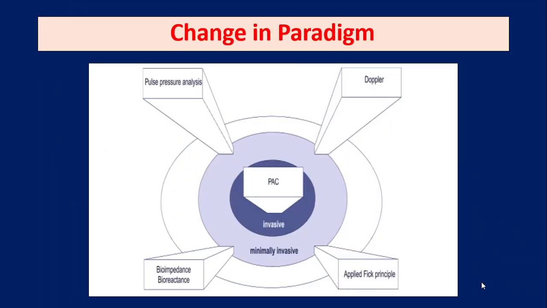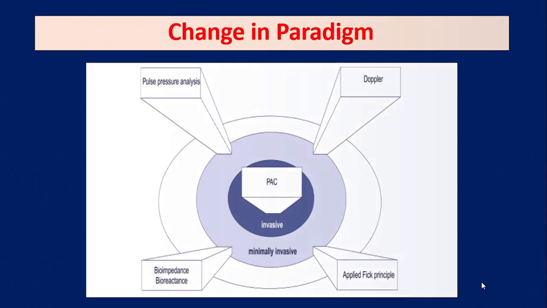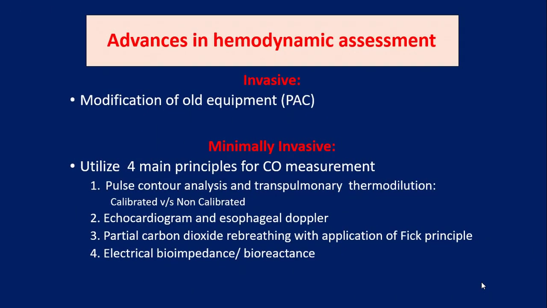So there is a change in the paradigm in cardiac output monitoring. Earlier we used to have more invasive techniques, the pulmonary artery catheter was there. Now the era has moved to minimally invasive techniques in the form of pulse pressure analysis, Doppler in the form of echocardiography, then bioimpedance or bioreactance, and applied Fick principle. I'll just touch upon a few things about these. So why do we require modification of the pulmonary artery catheter? And what are the modifications?